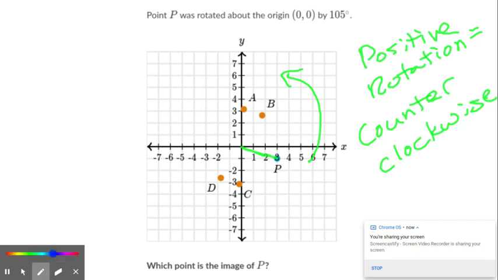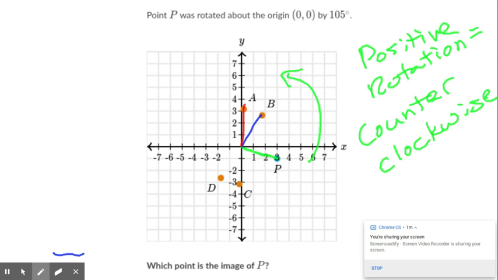My only two options are B or A. So I'm going to draw segments to both of those. Now it's just up to me to determine which of those segments, which of those rays, is it the red one or the blue one that creates a 105 degree angle with the green one?